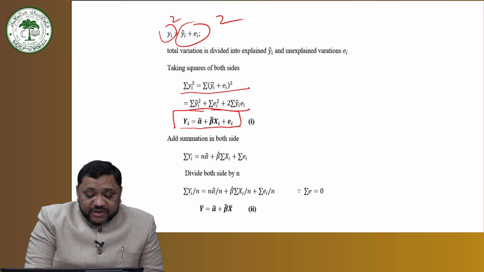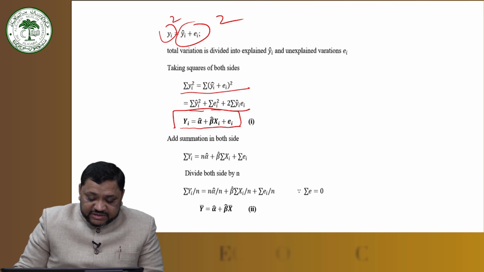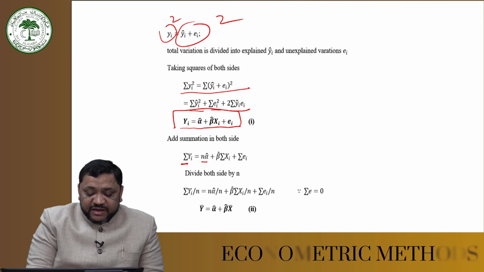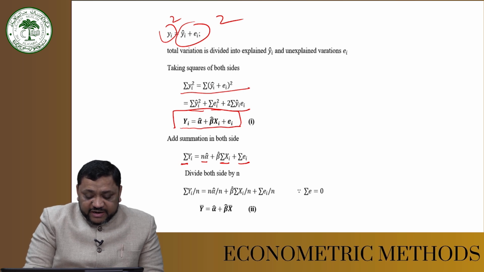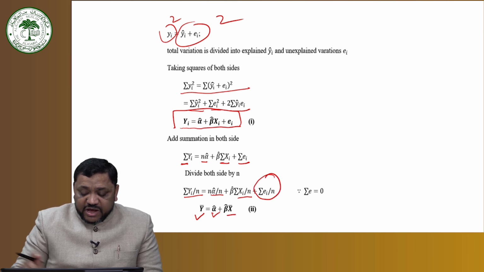Now what we do is add summation on both sides. We take this equation, yi is equal to alpha hat plus beta hat xi plus ei, and add summation to both sides. This is summation y, this becomes n alpha hat, plus beta hat summation x and summation e. Then we divide it by n. Upon dividing by n, this term becomes y bar, n cancels, alpha hat remains, summation xi upon n becomes beta hat x bar, and this term becomes 0 as summation e is equal to 0.